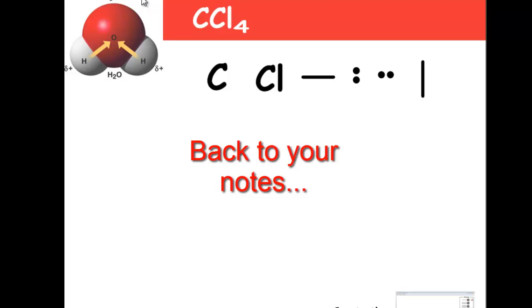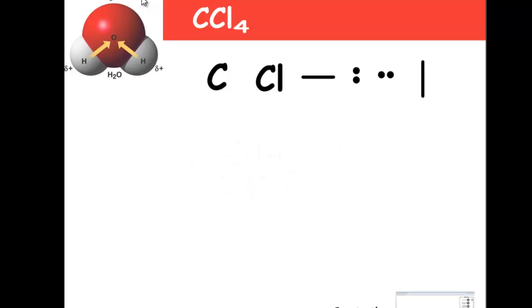So now we just did CF4. Now that wasn't in your notes, but why don't you give CCl4 a shot? Why don't you pause it now and go through the same steps that we just did with the CF4 and try it for this model. All right, hopefully you've given this a shot. Now let's go through it together here.